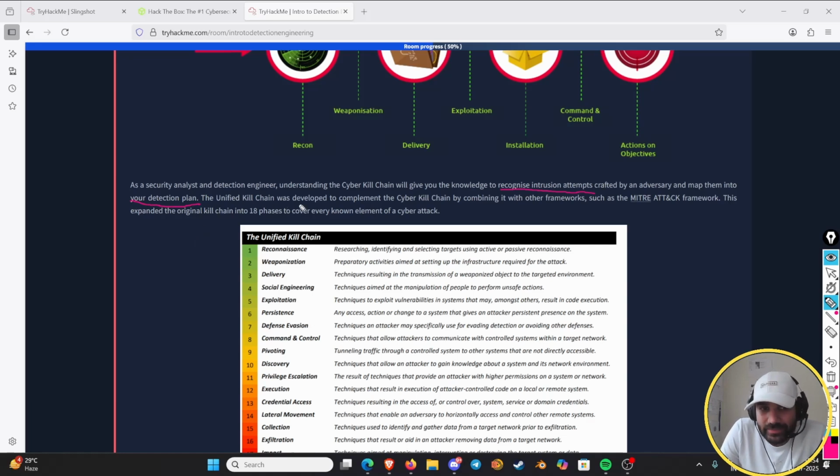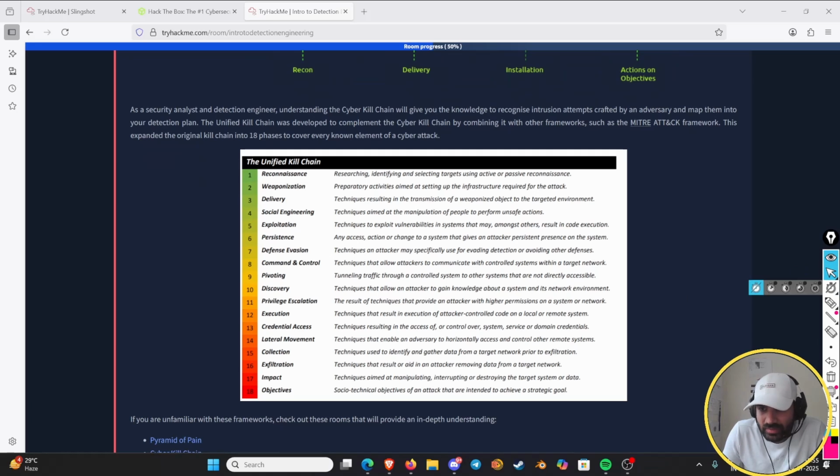The unified kill chain was developed to complement the cyber kill chain by combining it with other frameworks, such as the MITRE ATT&CK framework. This expanded the original kill chain into 18 phases to cover every known element of a cyber attack. So the unified kill chain with 18 phases, starting from reconnaissance, weaponization, delivery, social engineering, exploitation, persistence, defense evasion, C2, pivoting, discovery, privilege escalation, execution, credential access, lateral movement, collection, exfiltration, impact, objective.